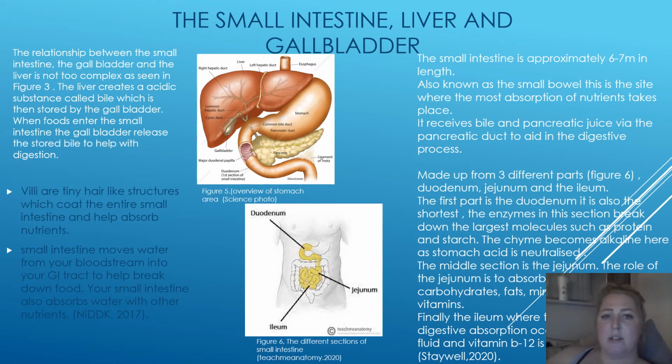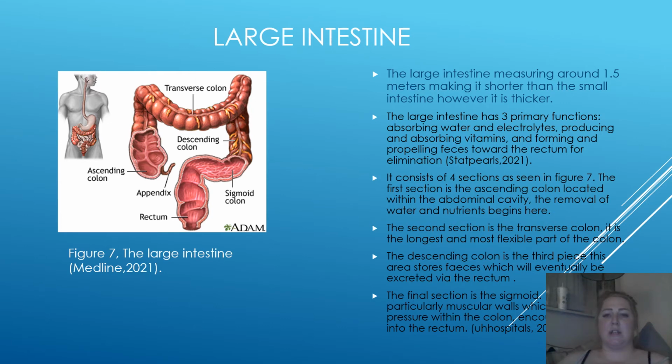When the food enters the small intestine, it is already a semi-fluid substance referred to as chyme. The small intestine obtains water from the bloodstream, displacing it into the gastrointestinal tract to further assist digestion, along with other nutrients. It is broken down into 3 different parts, as seen in Figure 6, and they all have specific roles.